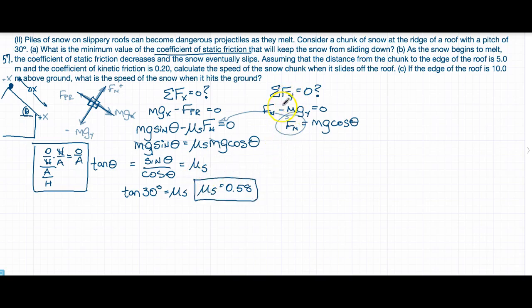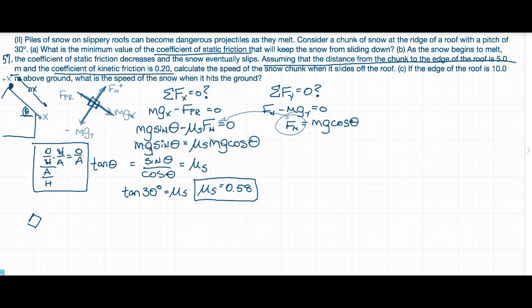Part B then says, assuming that the distance of the chunk to the edge of the roof is 5 meters, and the coefficient is 0.2. So this was the static coefficient of friction. Now we have the kinetic coefficient of 0.2. Calculate the speed of the snow chunk when it slides off the roof. Well, the first thing I have to do is write another dynamics equation and figure out what the acceleration is. Let's go ahead and do that.